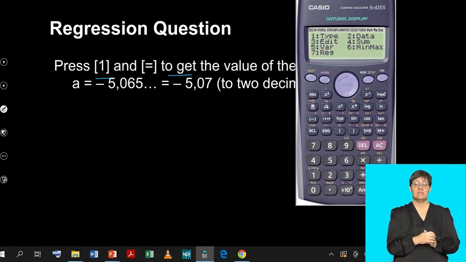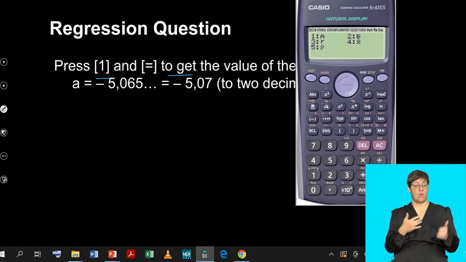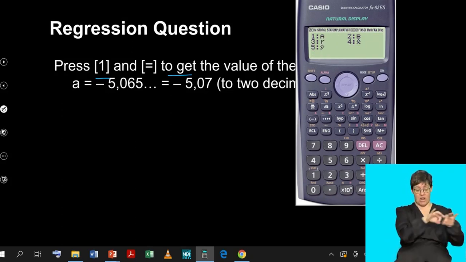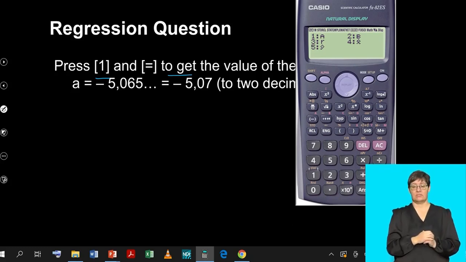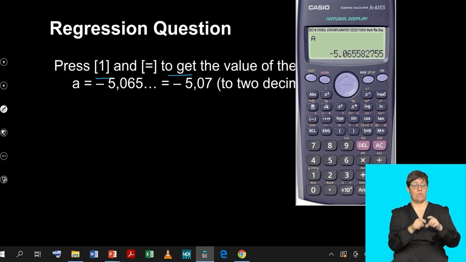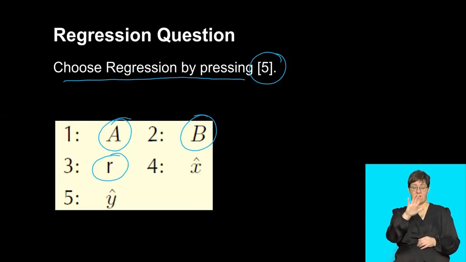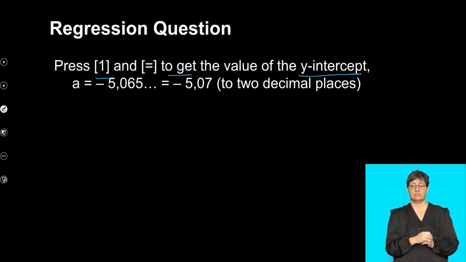What did we say? We said 7 for regression, not var. 7, I select 7. That's what I get. So what do I want? I want the A value. I select 1A. Are we together? Equal. Then my A value, which I can see it's 5 point. I can see there's the A value. Let's go back. There's my A value there.